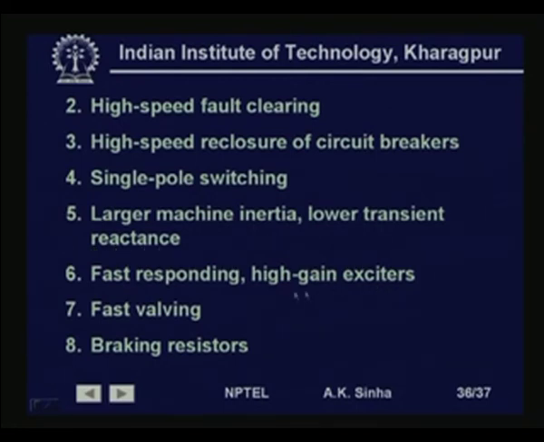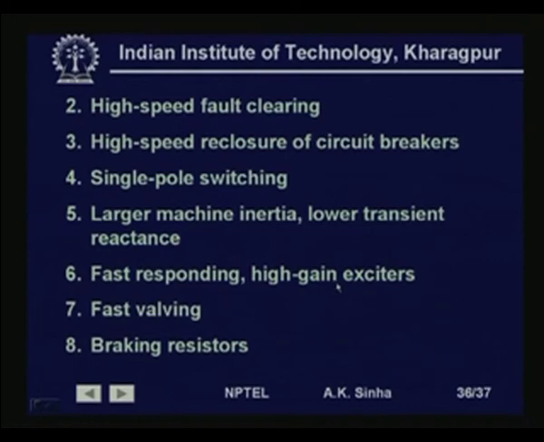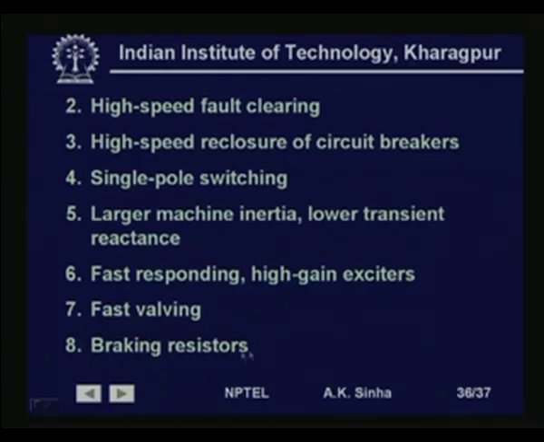Fast responding high gain exciters help, because they will increase the value of E, and therefore electrical power transfer from the machine to the system will increase, and thereby reduce the accelerating power. Fast valving is another aspect, that is we reduce the mechanical input to the system by allowing the steam to bypass the turbine. Sometimes braking resistors are also used in the system. They again provide damping and help in improving the stability of the system.